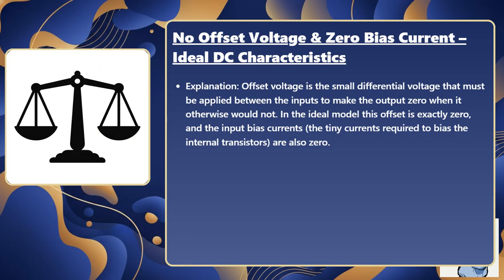Explanation: offset voltage is the small differential voltage that must be applied between the inputs to make the output 0 when it otherwise would not. In the ideal model, this offset is exactly 0, and the input bias currents, the tiny currents required to bias the internal transistors, are also 0. With V sub OS equals 0 and I sub B equals 0, the following holds true.